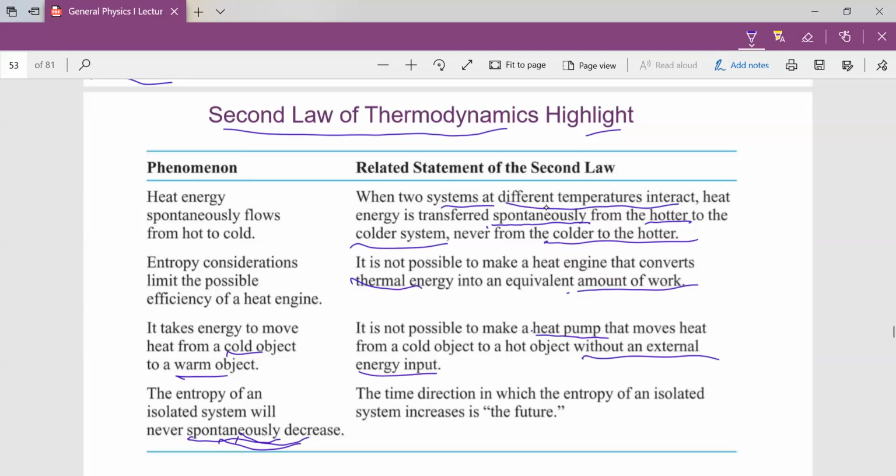But it can never be spontaneous. It is not within a short time. So it cannot just go back to its original place. So it brings in the factor of time. The time direction in which the entropy of an isolated system increases is going to be the future.